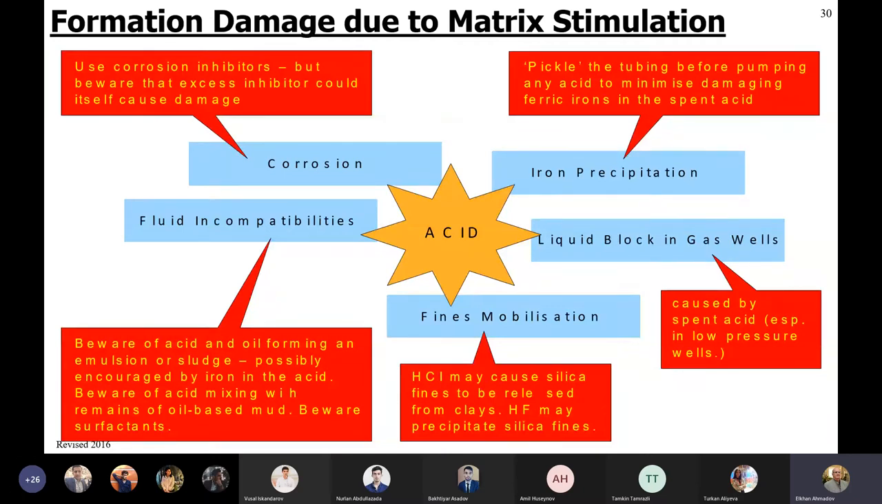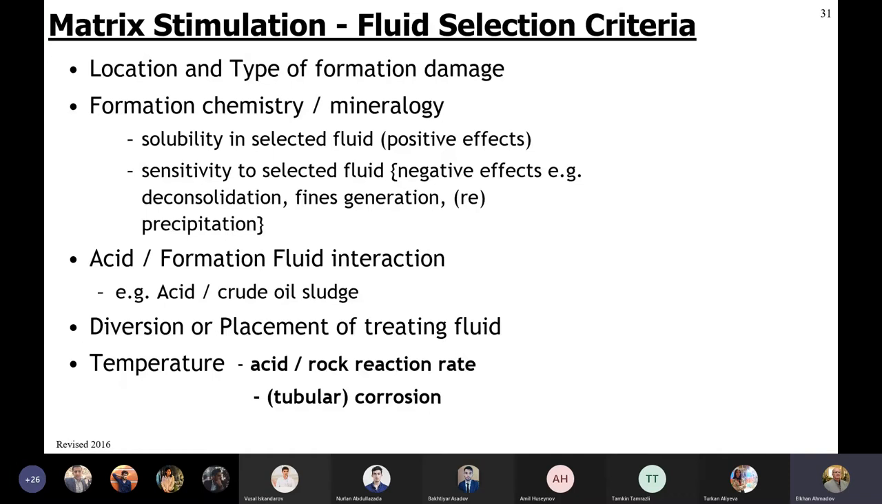So, and we talked about the fluid incompatibilities, forming an emulsion and sludge, which is also a type of formation damage. So again, selecting the fluid will depend on location and type of formation damage. It will depend on formation chemistry and mineralogy. What is the mineralogical and chemical composition of the rocks? We have to understand how it will react with the selected fluid. So we have to check it, test it in the laboratory on core samples and with the various fluids.